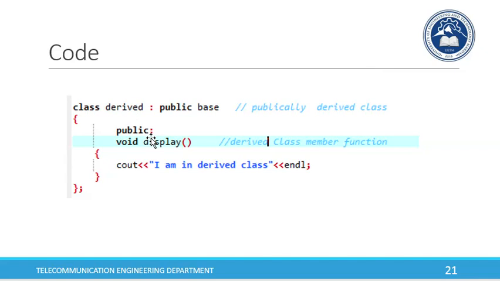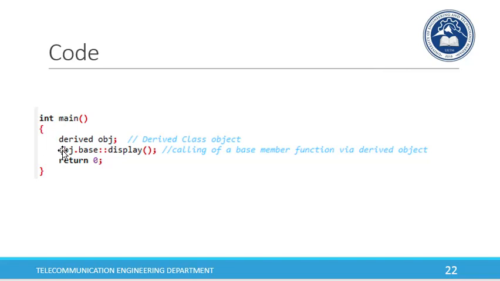Now in the derived class, as we are deriving it publicly, I have also written a function here, and I have written that I am in derived class. Now if you are creating a derived object but you want to call the function of the base class, then this syntax will be used. But as there is also a function in the derived class, I will show you the code.